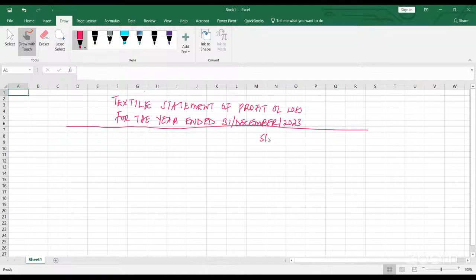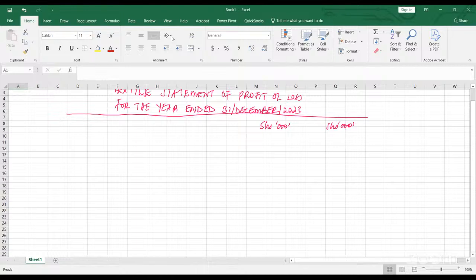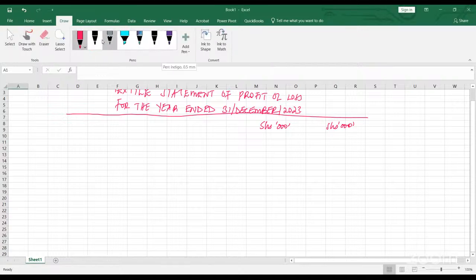Our amounts, we already know, are in thousands. So this is our statement of profit or loss, which we are going to prepare. This one is prepared to determine the profit or loss of the company. So we are going to find out if this Textile Limited has made a profit or they have made a loss. In case you have a question, you will unmute. So let's start filling the information here, and we see how much profit they are making.